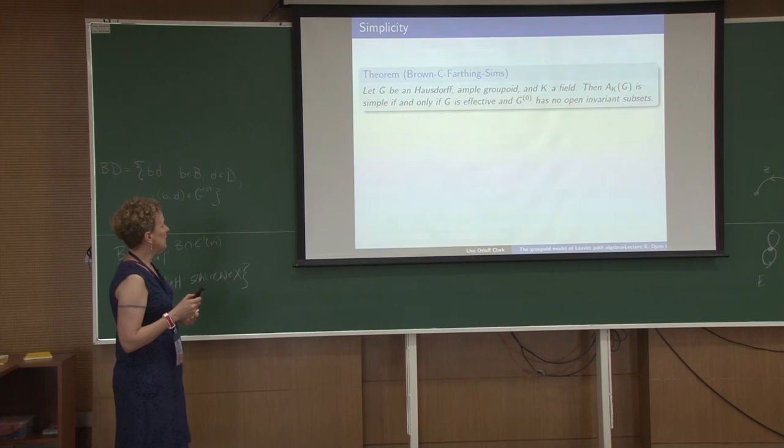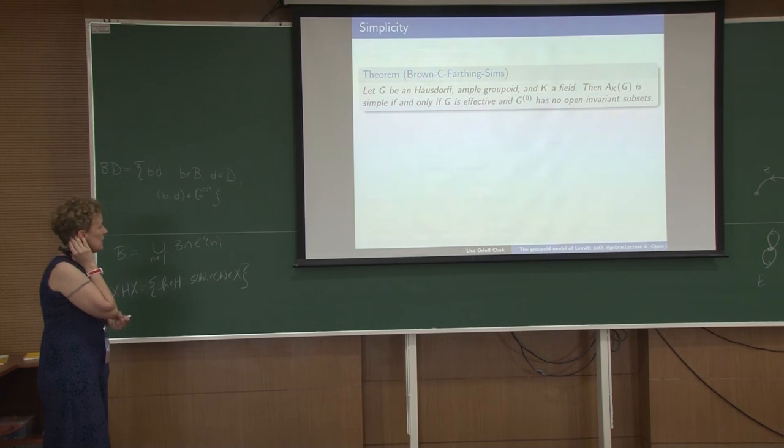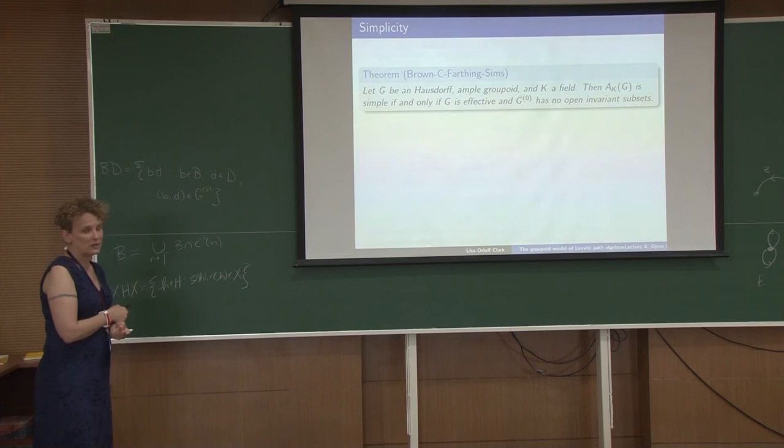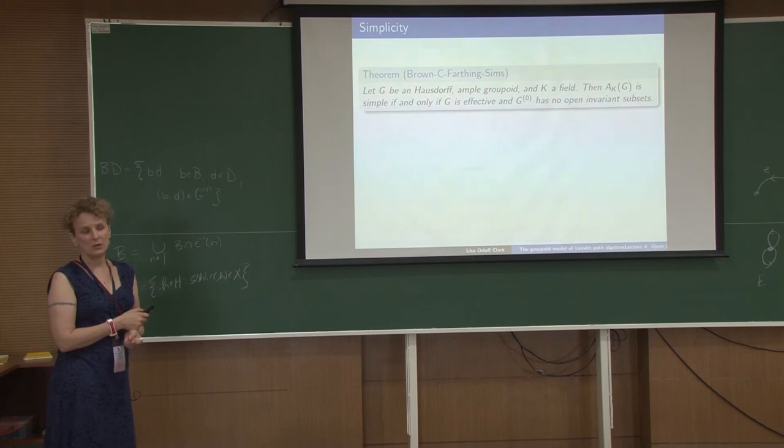So the result for simplicity, again by John Brown, Cindy Farley and Aidan Sims: you need Hausdorff and ample and you need a field, then the Steinberg algebra is simple if and only if the groupoid is effective and the unit space has no open invariant subsets. That condition is usually called minimal. So that's the theorem.